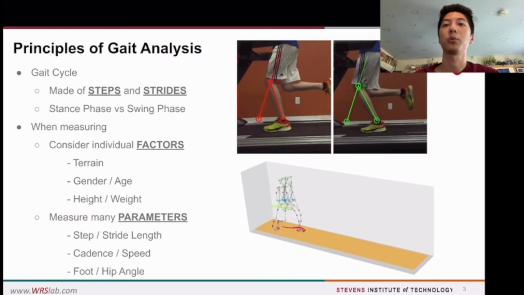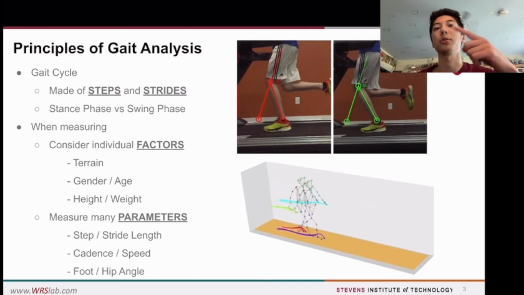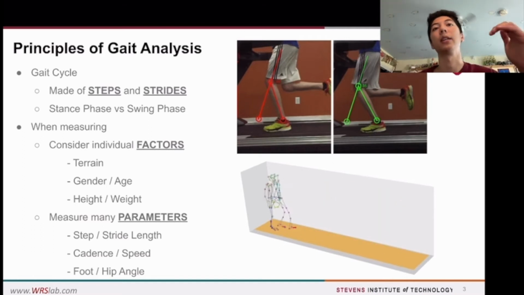A step starts with the initial contact of one foot when a heel hits the ground and ends with the initial contact of the other foot. So from when the left heel hits the ground to when the right heel hits the ground, or vice versa. Strides, on the other hand, start with the initial contact of one foot and end with the initial contact of that same foot. So think a left foot and then a right foot, and then when the left foot hits again.